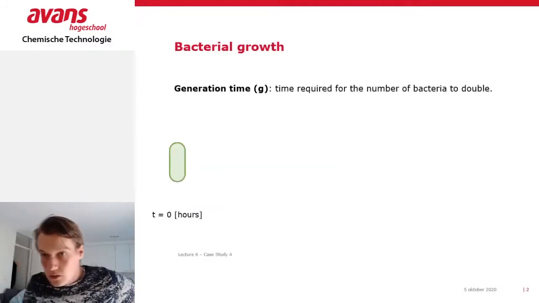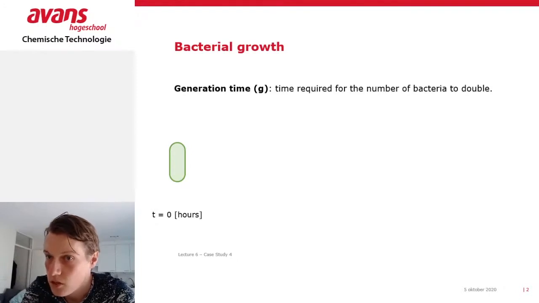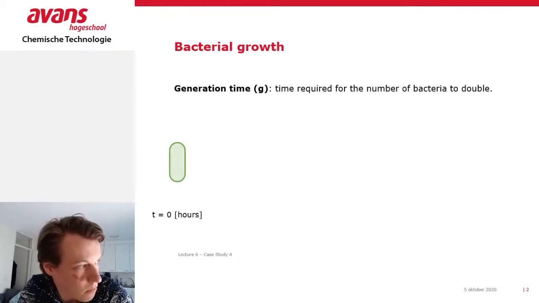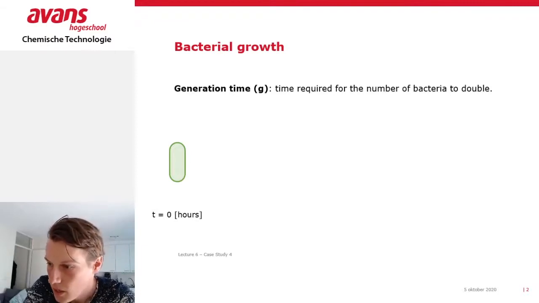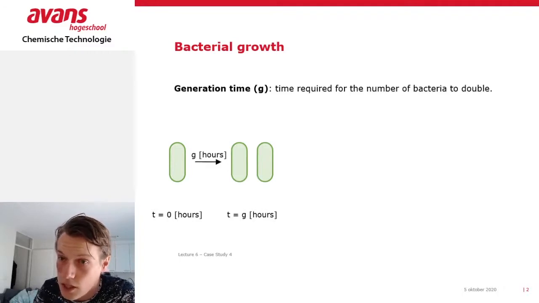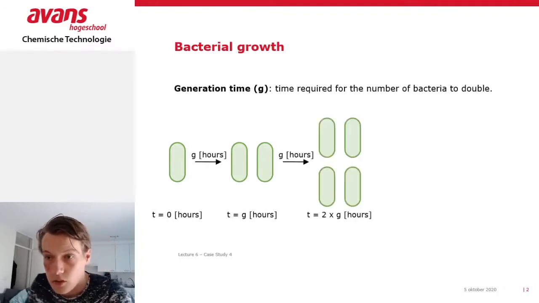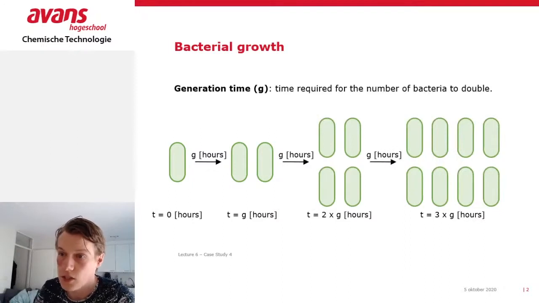The first term I want to introduce is the generation time. Bacteria can grow and reproduce, and if you want to put numbers to it, you can use the term generation time. The generation time is basically the time required for the amount of bacteria to double. So if you've got g hours of generation time, then at time 0 you have, for instance, 1 bacteria. After g hours you have 2 bacteria. After another g hours you have 4 bacteria. And after another g hours you have 8 bacteria. You keep multiplying the amount of bacteria by 2.